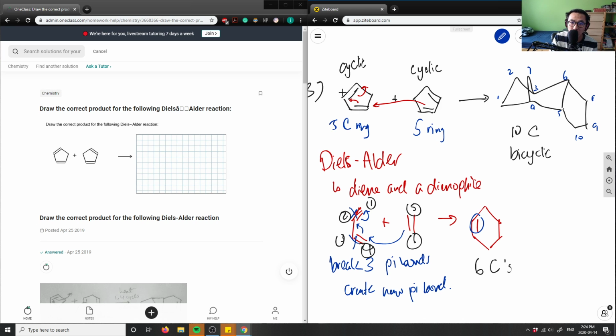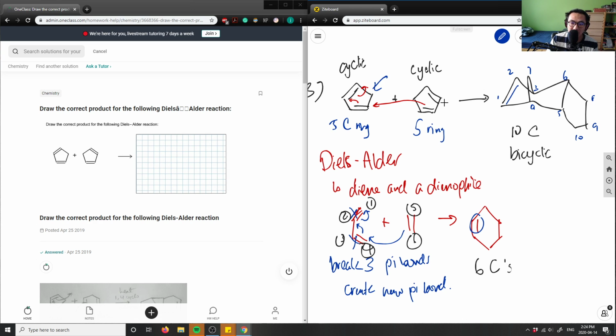I'm going to make a new bond here on this side of the structure, which means I could write my double bonds like this. I'm going to create one new one. Remember, if I break 3 and I create one new, the net loss is that I lose 2 pi bonds. So that's why I only have 1, 2, and 3, and I'm making one new one.